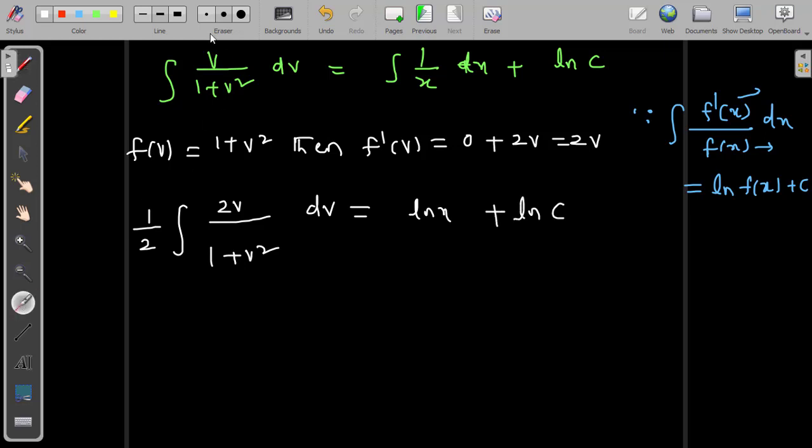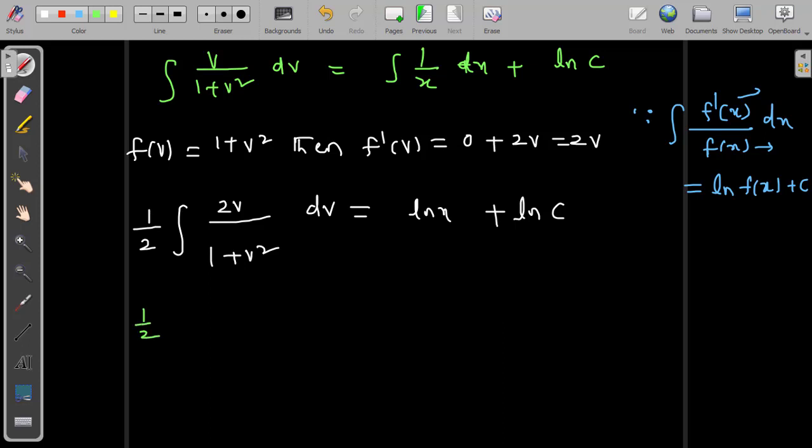I repeat again, here I need 2v, the f dash v value 2v, but I don't have 2v here. So I have to multiply by 2 and divide by the same number 2. The reason is both will cancel out, and again I will get back v by 1 plus v square. For example, if I required 100, multiply by 100 and divide by 100. If I need 3, multiply by 3 and divide by 3. This idea helps to integrate the function very quickly.